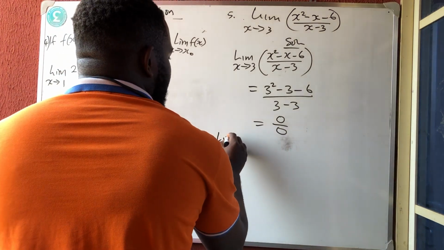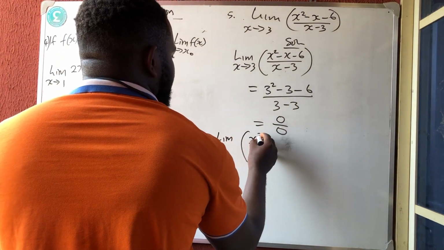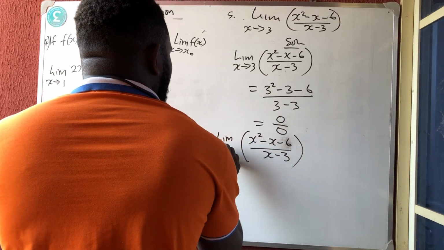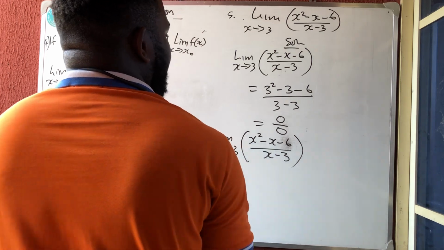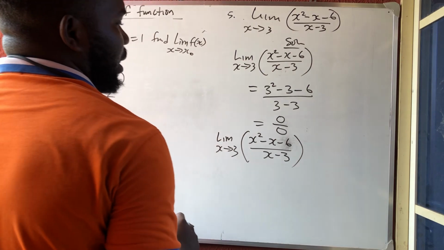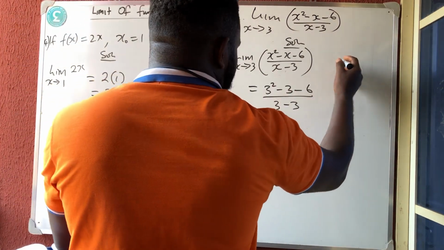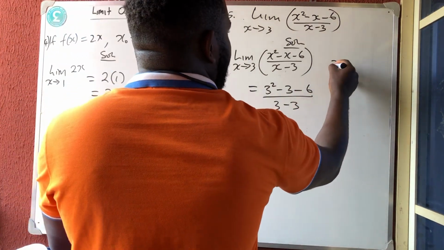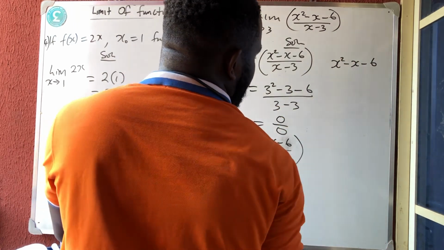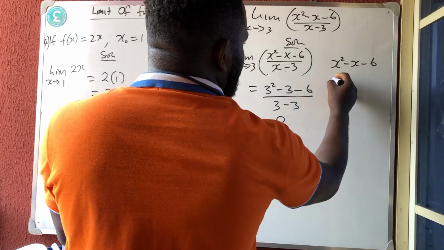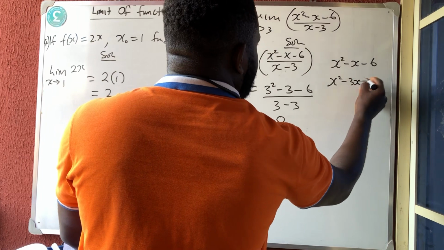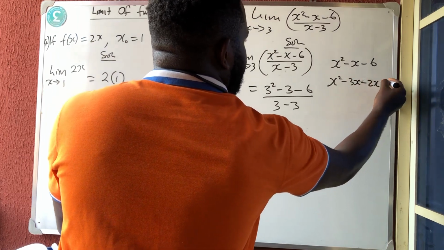So what do we do? The limit of x squared minus x minus 6 all over x minus 3. Now if you look at the numerator or denominator, anyone that is factorizable, factorize it. Now how do you factorize a quadratic equation? I have x squared minus x minus 6. So the two things to replace this are minus 3 and minus 2. So I have x squared minus 3x minus 2x minus 6.